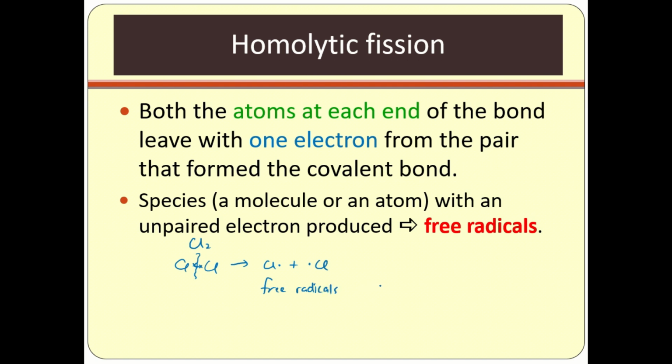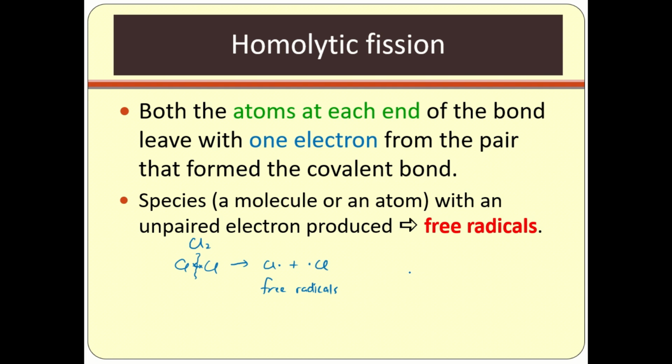So homolytic fission will always produce free radicals. Free radicals are species with unpaired electrons. They are very reactive because by gaining just one more electron, they can achieve stable electronic configuration. Now this example that I'm showing you is two of the same type of atoms sharing the covalent bond. They have the same electronegativity. That is why homolytic fission usually happens on molecules with the same type of atoms.